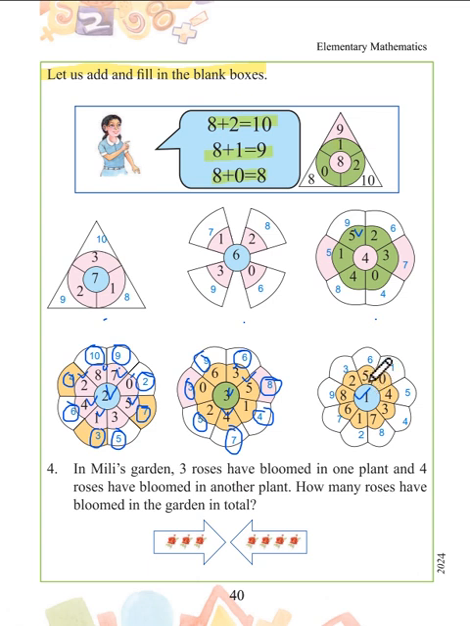1 plus 5 equals 1 2 3 4 5 and 6. 1 plus 2 equals 1 2 3. 1 plus 8 equals 9. 1 plus 6 equals 1 2 3 4 5 6 7.